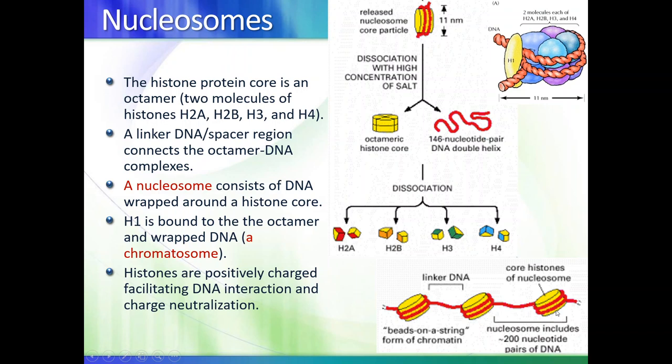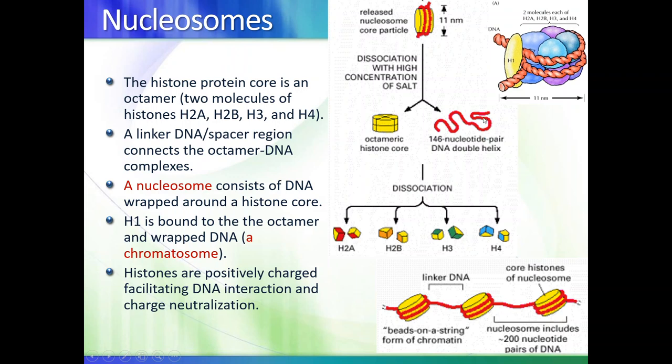Okay, and so on. Now, this structure that is composed of the histone plus the DNA that is wrapped around it plus the DNA that is free of histones, which is known as the linker DNA, this structure is known as a nucleosome. Okay, so the structure of a nucleosome is basically the histone molecule with the DNA that is wrapped around it plus the linker DNA.